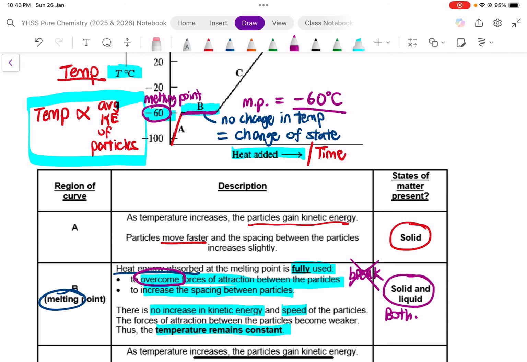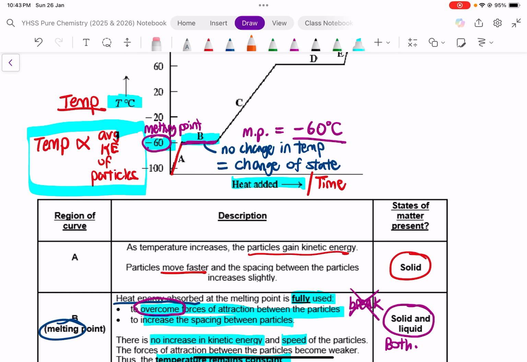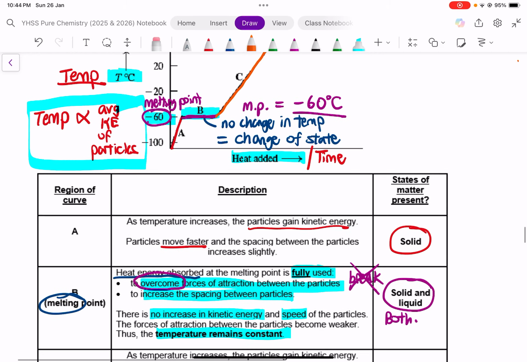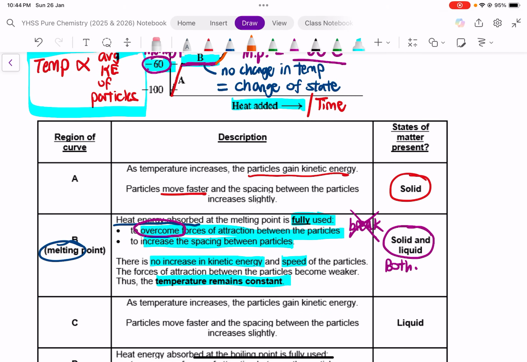Now, when melting is complete, the graph continues to increase. So that's region C. You can see the temperature continues to increase in region C. And this is because melting has been completed. So region C is entirely liquid. And the temperature continues to increase as the particles in the liquid gain kinetic energy. They move faster, and hence the temperature increases.